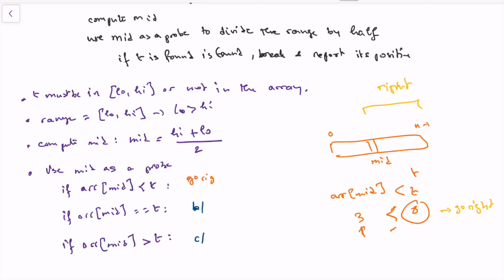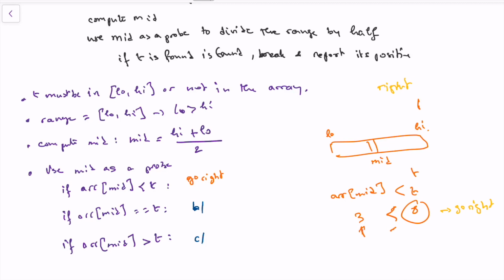So what does go right mean? Go right means go to this interval. At this point, we will initialize low to 0 and high to n-1. High will stay the same in this right interval, but low will now become the value.